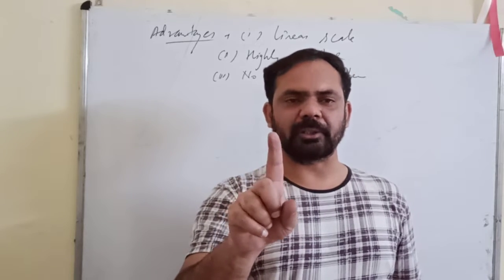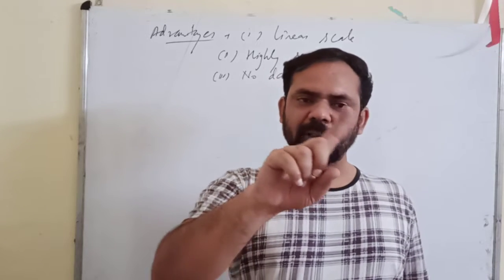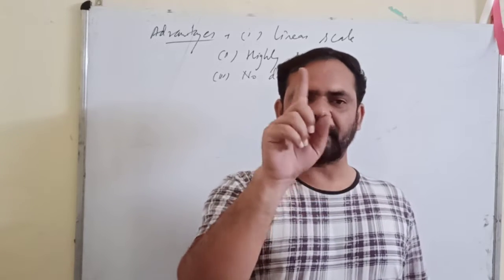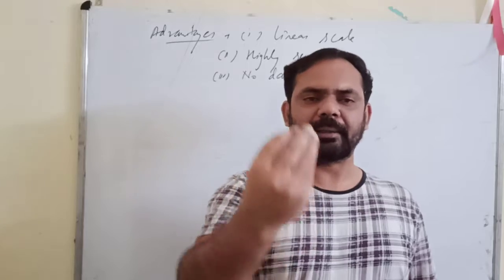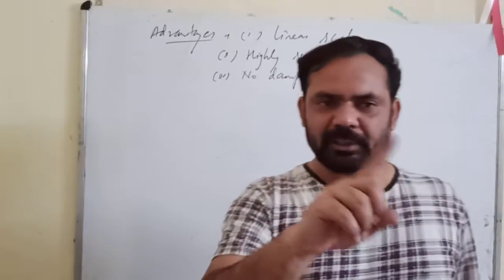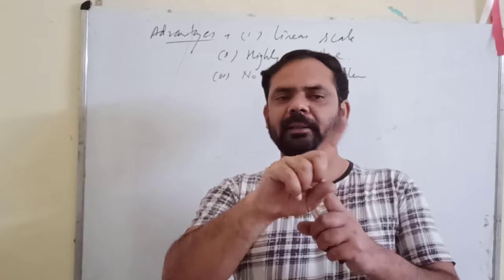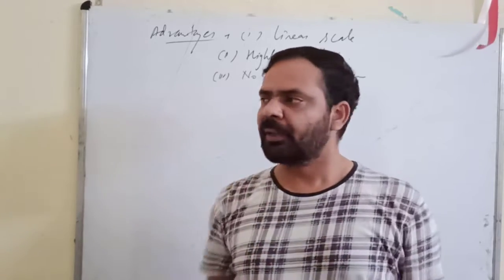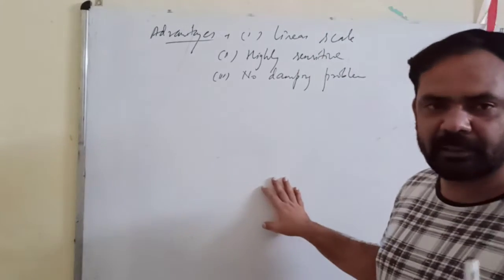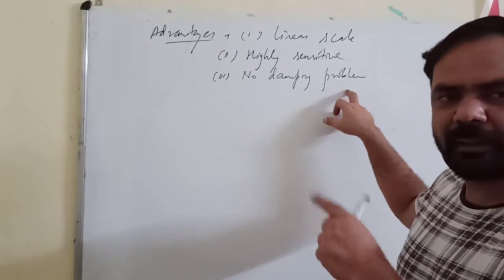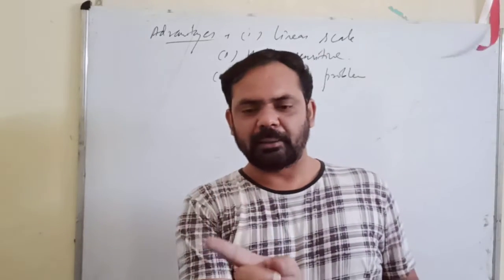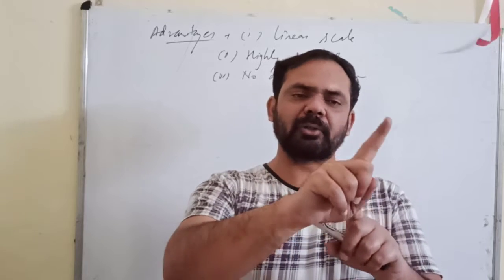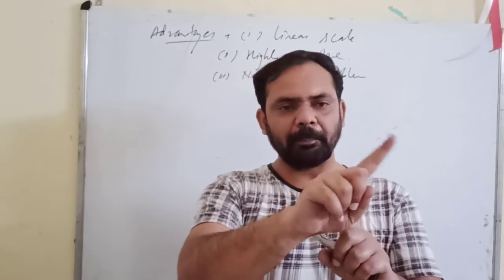Until that oscillation stops, until the needle stops at a point, you cannot take the reading. It always takes some time for the needle to stop, otherwise it oscillates about a fixed position. So this is called the damping problem, but this type of damping problem is not there in the moving coil galvanometer. The needle turns and instantly stops at the equilibrium position. There is no damping problem.